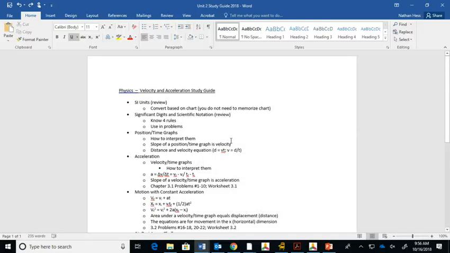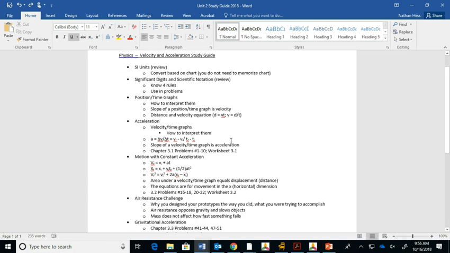Okay, so we are looking at Unit 2, preparing for your assessment tomorrow. I've given you this study guide that's basically running through the equations, running through the pieces that we've talked about here in this chapter. So let's just spend a couple of minutes going through this piece.